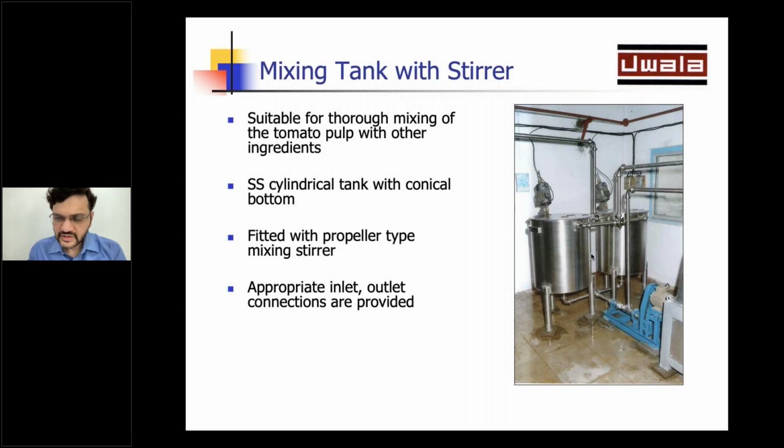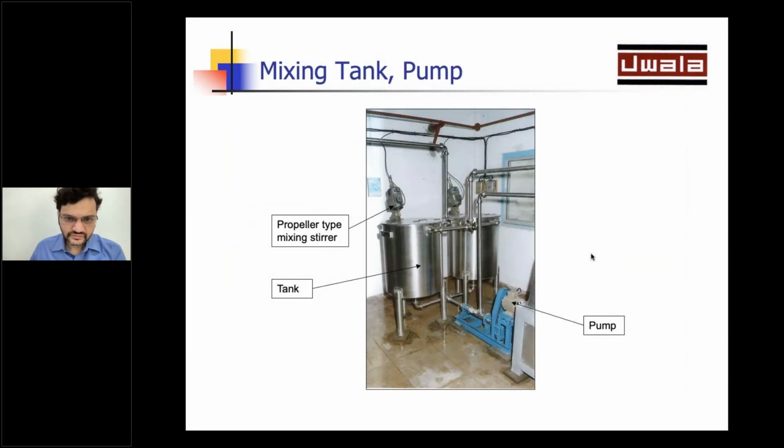Now the next machine as part of this line is the standardization tank. Here, if we have to add sugar syrup or any other additive to the pulp, we can do that at this stage. And this also acts as a buffer tank for the pasteurizer. In the picture, you can see the tank. There is a propeller type stirrer, which is part of this. In the tank, the mixing of the pulp would happen.